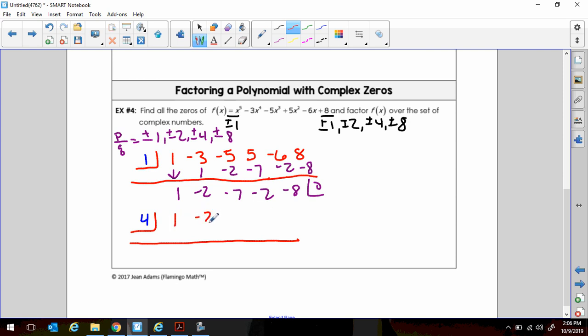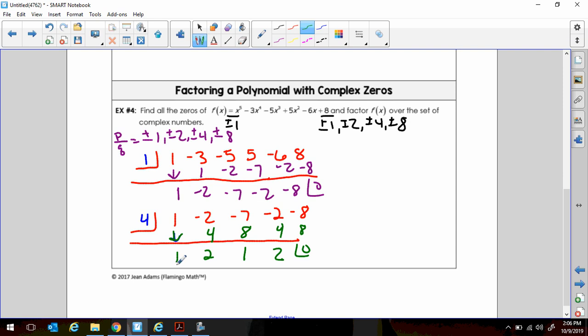1, negative 2, negative 7, negative 2, negative 8. Okay? Bring down the first number. Always bring down the first number, which is 1 times 4 is 4. Negative 2 plus 4 is 2. Times 4 is 8. Minus 7 is 1. Times 4 is 4. Minus 2 is 2. Times 4 is positive 8. Good. And this is 0.